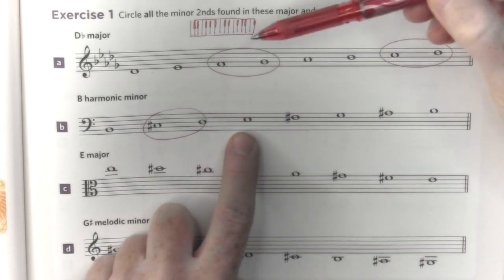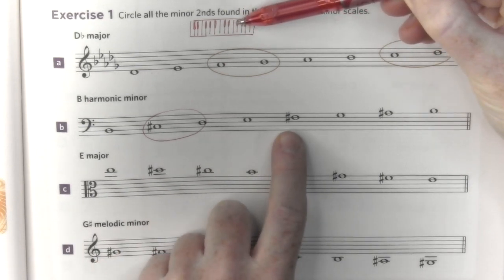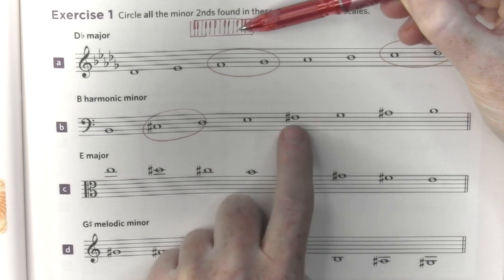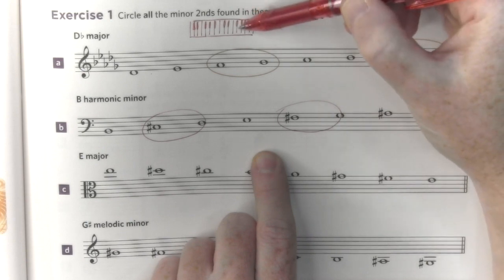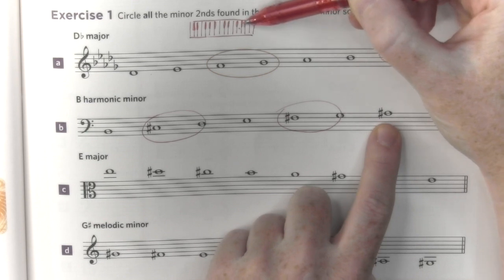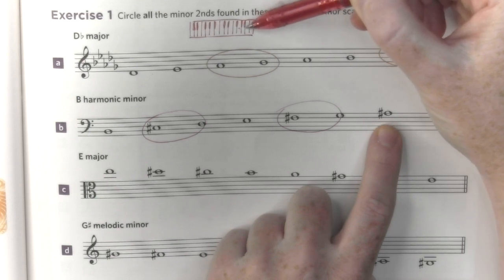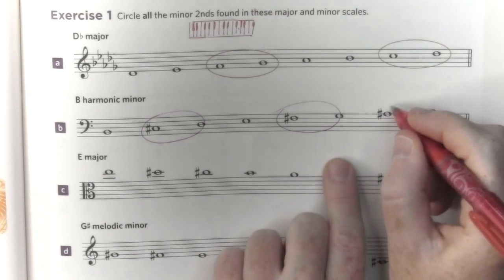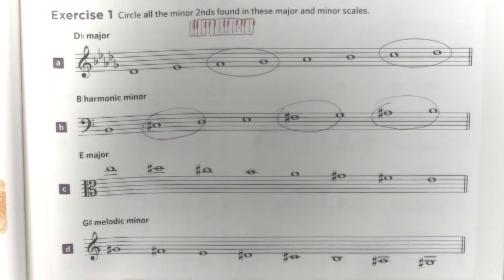D, E, that's a tone. E, F sharp, that's another tone, but F sharp, G is a semitone. G, A sharp is an augmented second, so that's even more than a major second. But A sharp, B is another semitone. So the harmonic scale has 3 semitones. I hope this is clear.